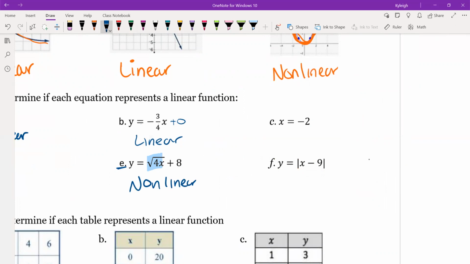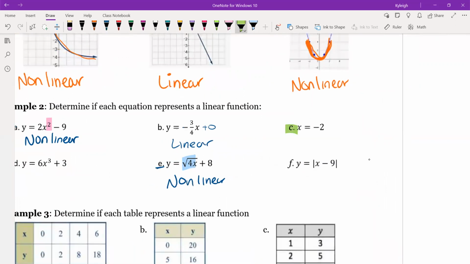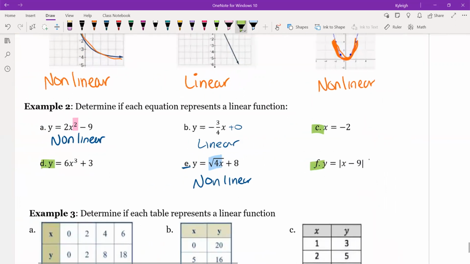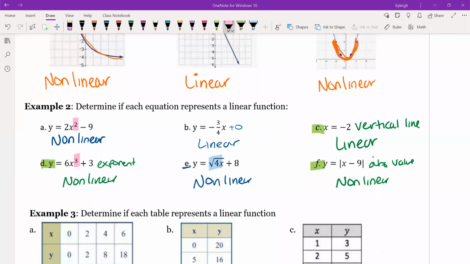Okay. So I want you to take a second and try C, F, and D on your own. Take a moment and try C, D, and F on your own for me. All right, so hopefully you took a moment. I'm going to start with D because it was over here. This one had an exponent, so that's why it's nonlinear.